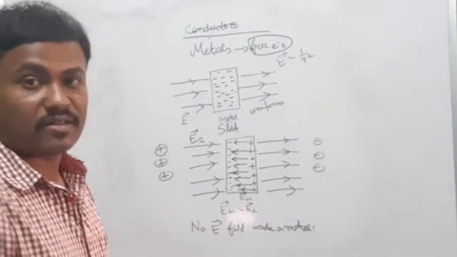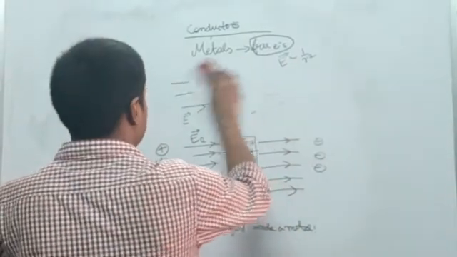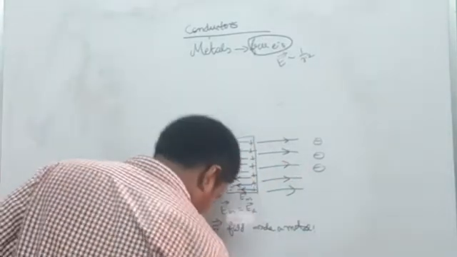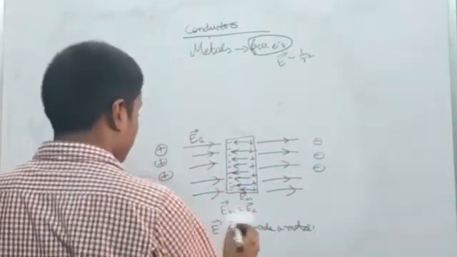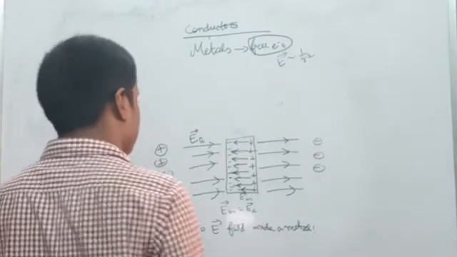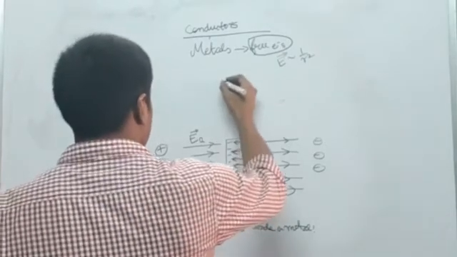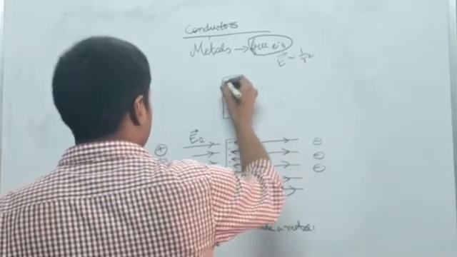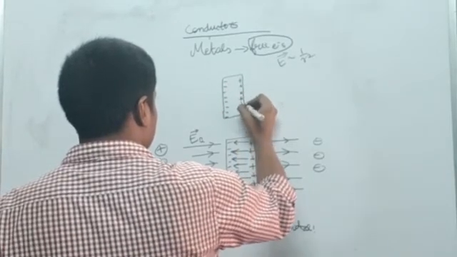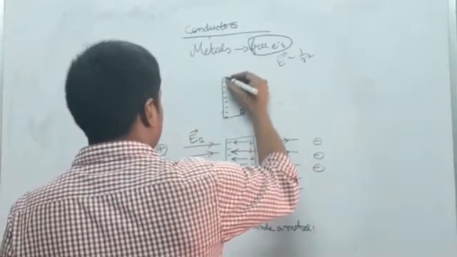No E field inside a metal. A metallic surface will shield out all the electric fields outside it. There's no electric field inside a metal, and what happens is that this induced electric field cancels out the applied electric field, and all you end up having is charges just lying on the surface.